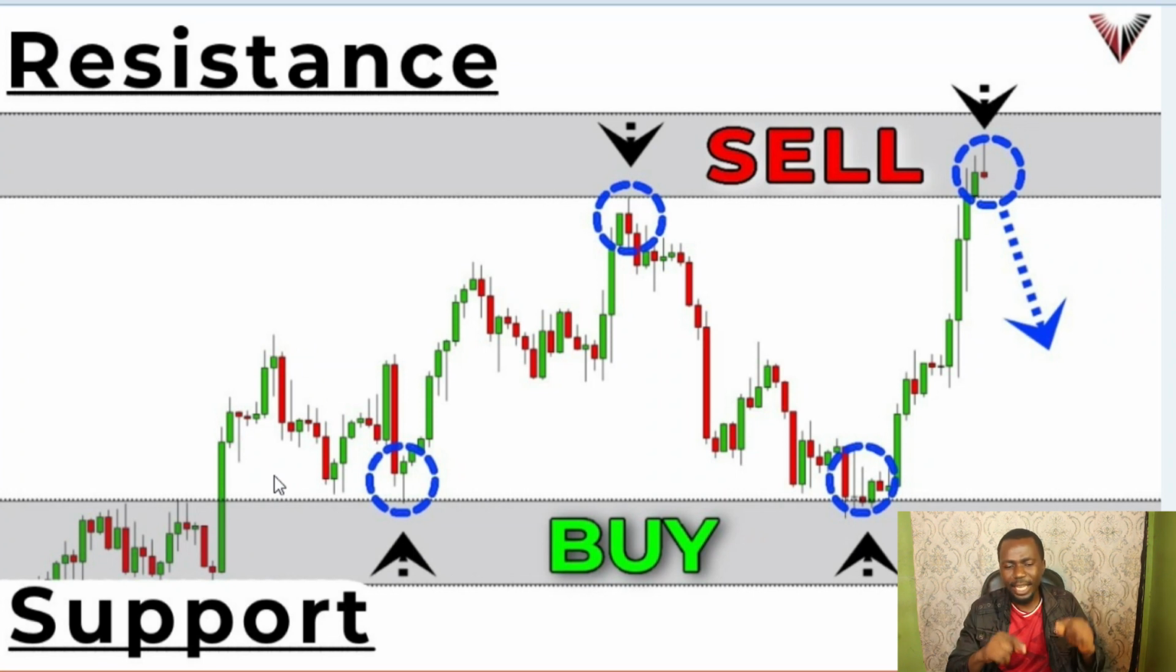Like I told you, if you are trading from the demand zone, make sure you take your profit from the supply zone. And if you are trading from the supply zone, make sure you take your profits at the demand zone. So that is how you trade supply and demand trading strategy.